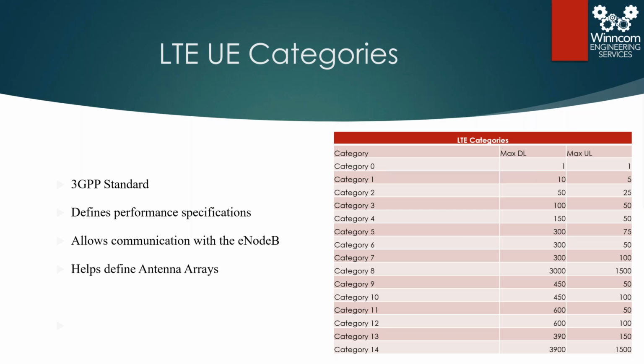Of course, as your categories go up, they're probably going to cost more. Your LTE categories will define the performance specifications. It allows the communication with your eNode Bs, and it will help define your antenna arrays. The one thing that threw me off when I first started with CBRS and the categories, I started about 2 years ago, and they were talking about Cat 6, Cat 6, Cat 6. It threw me off because Cat 6 is Ethernet cable. So don't make that same mistake I did. Category 6 UE is not the same as Category 6 cable.